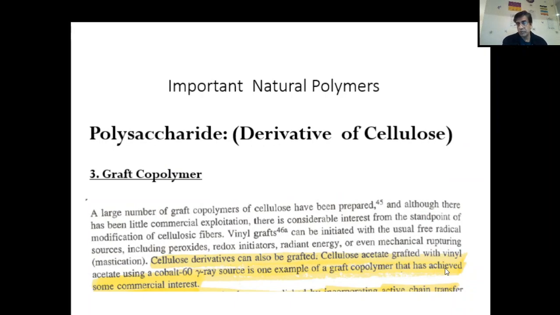So how do you do the grafting? Okay, so there are different ways of doing the grafting. One of the important methods. And why do you want to do grafting? You want to change the property of the cellulose.